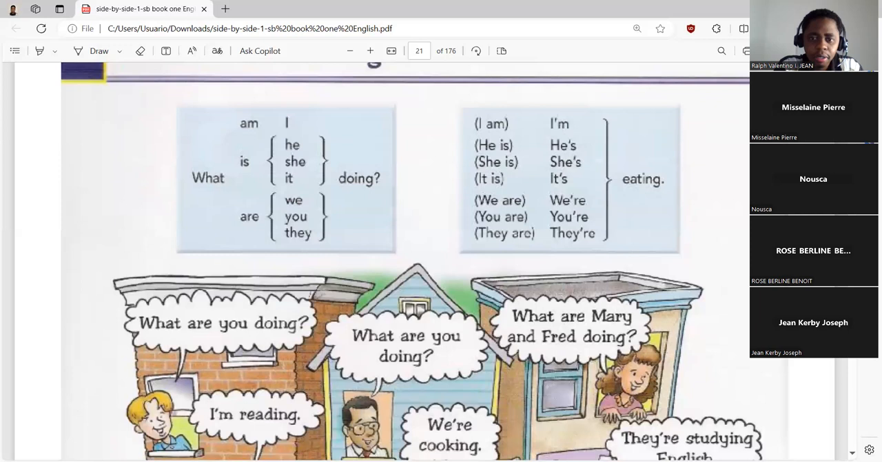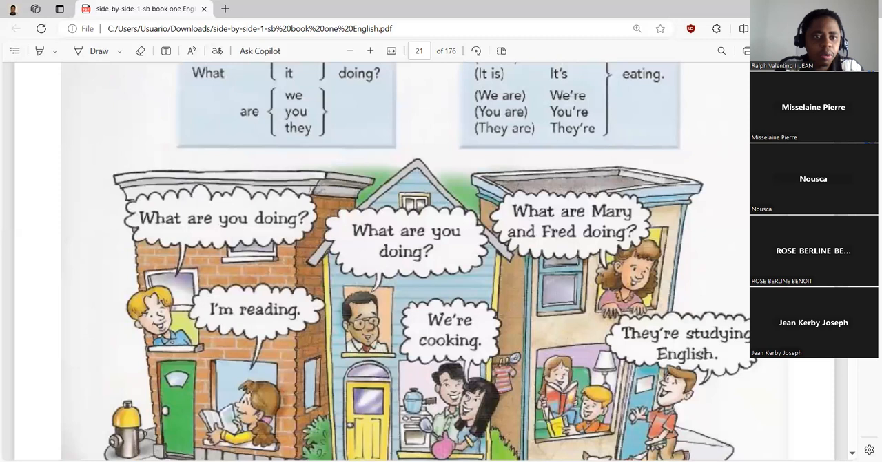Now we have this little practice. What are you doing? I am reading. Deux. What are you doing? We're cooking. What are Mary and Fred doing? Pourquoi ça veut dire what are Mary and Fred doing? C'est parce que Mary and Fred, c'est pluriel. Après, they're studying English. What are Mary and Fred doing? They're studying English.